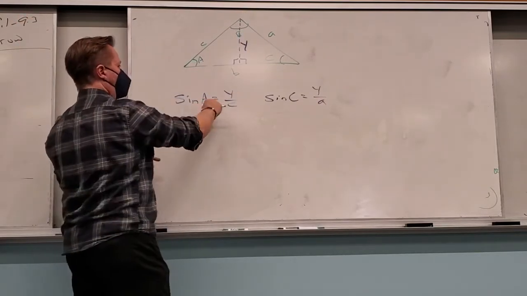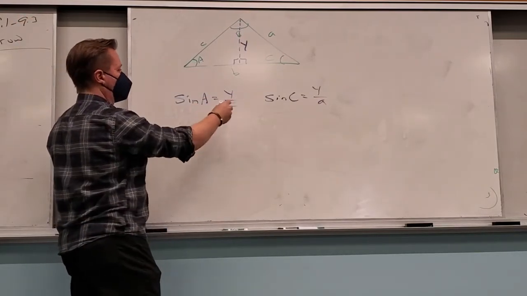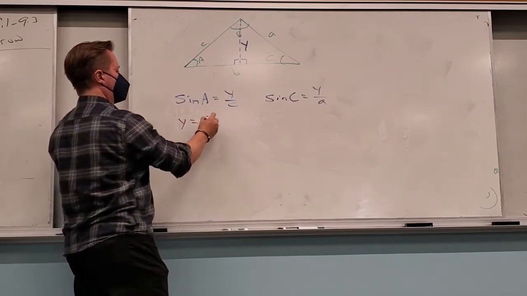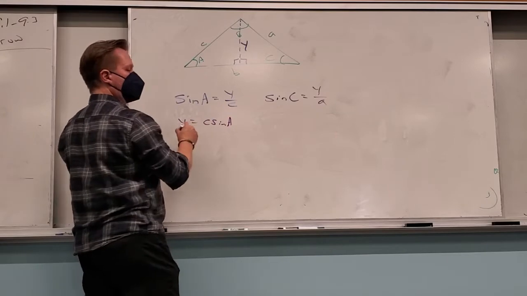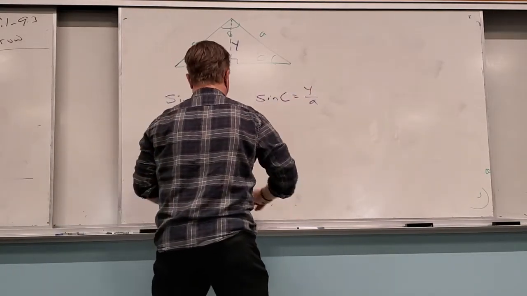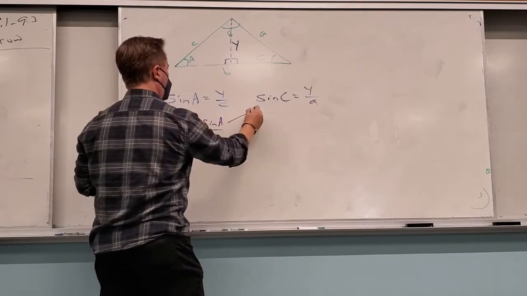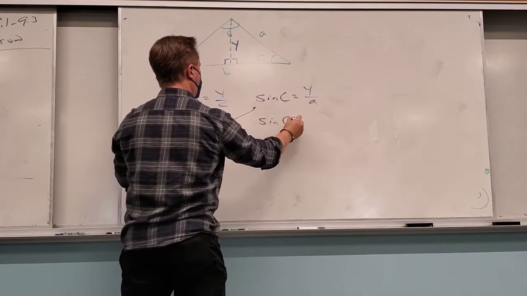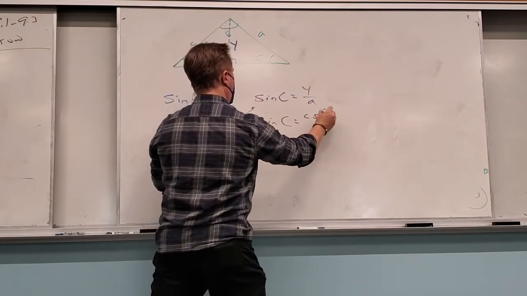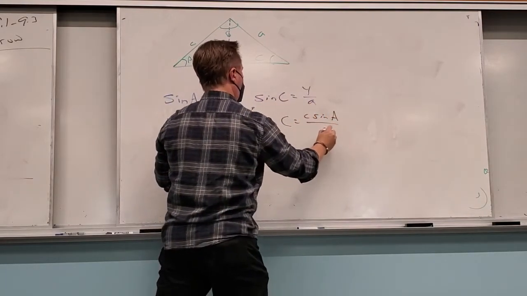Can I solve them both for y? Well, let me solve one of them for y. What do I hear by solve for y? Yeah, c sine A. So let me put that into the other guy. I'm going to use this in here. So I get sine C equals c sine A over a.